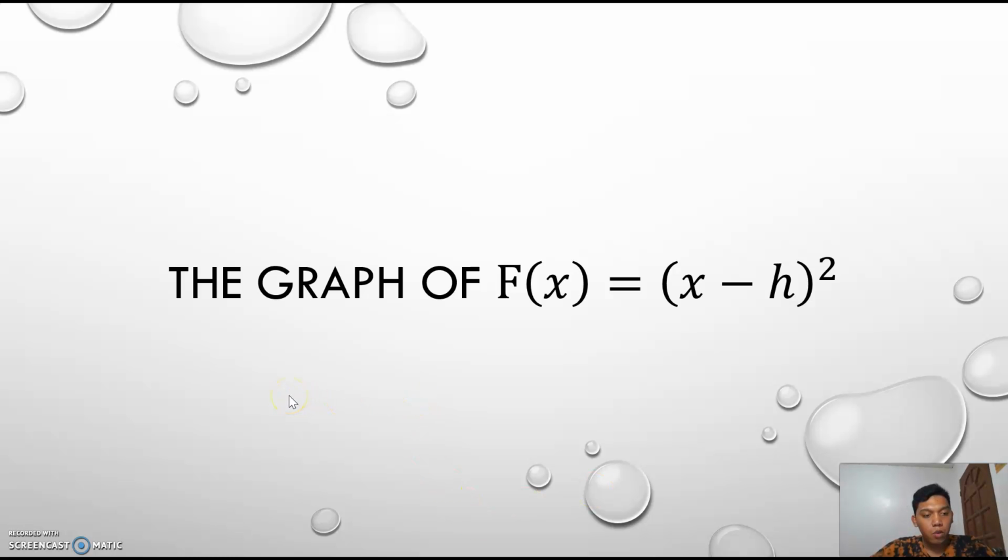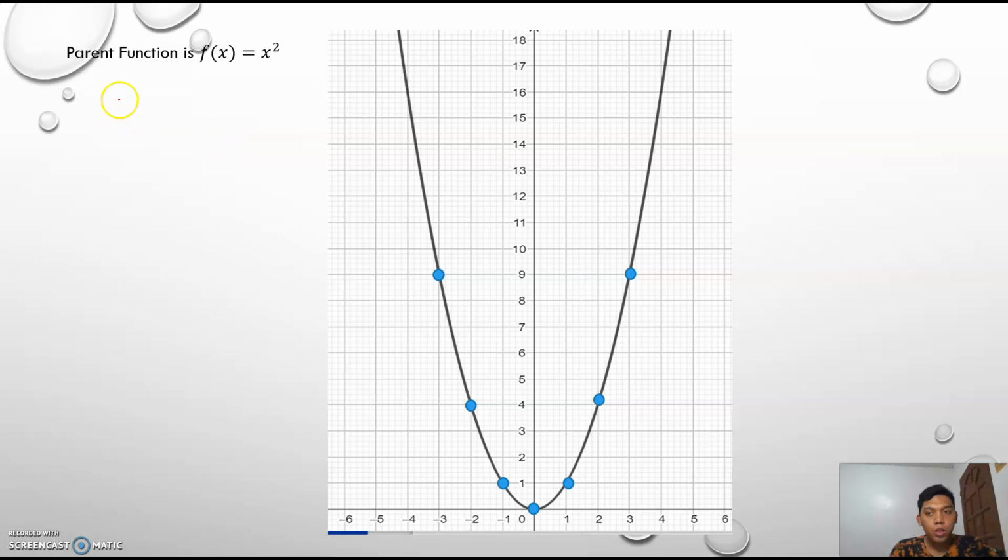So, in this video, we're going to continue with analyzing the effects of the changes of variables or values in a, h, and k. So now we are in the changes in h, right? And if the function given is in this form, f of x equals (x minus h) squared. So we're going to use the same function, f of x equals x squared.